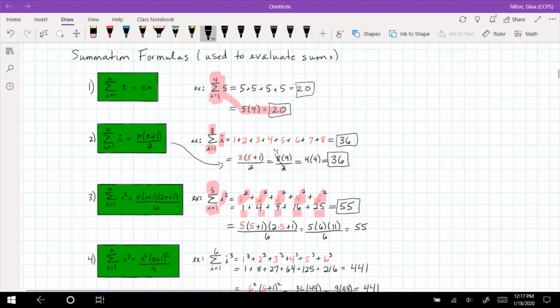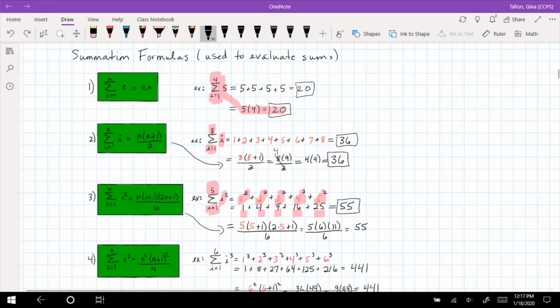Instead, I can just use this formula right here. And I can say, well, my formula says I'm going all the way up to 5, so my n is 5. So I just substitute a 5 everywhere I see an n in my formula. So 5 times 5 plus 1 times 2 times 5 plus 1, all divided by 6. You can work that out. You're going to get 55 as well for your answer. Okay, I'm going to back that up for a minute and get those circles off my formulas, in case you want to look at them again.